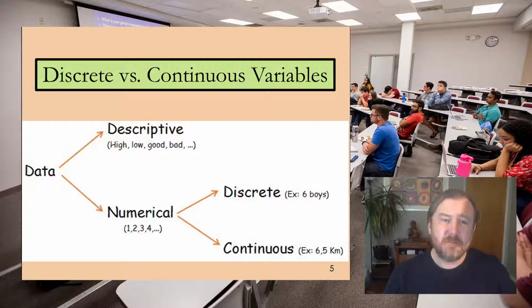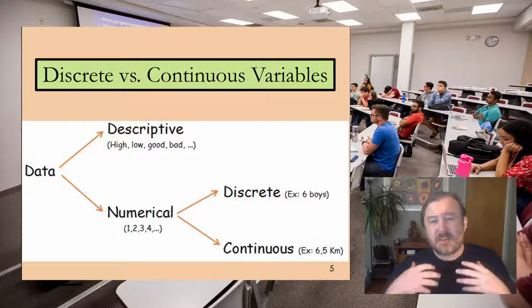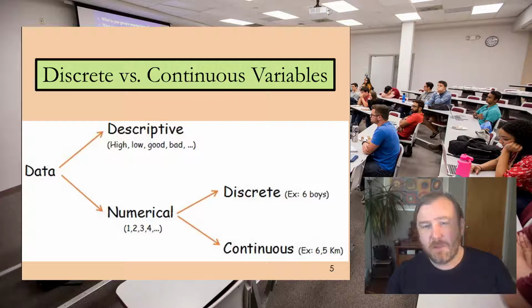Quantitative data can be discrete or it can be continuous. A discrete variable is a variable that consists of isolated numbers that are separated by gaps. In other words, values between adjacent units are not possible. So, for example, number of children. We can have 1 and we can have 2, but you cannot have 1.5 children.